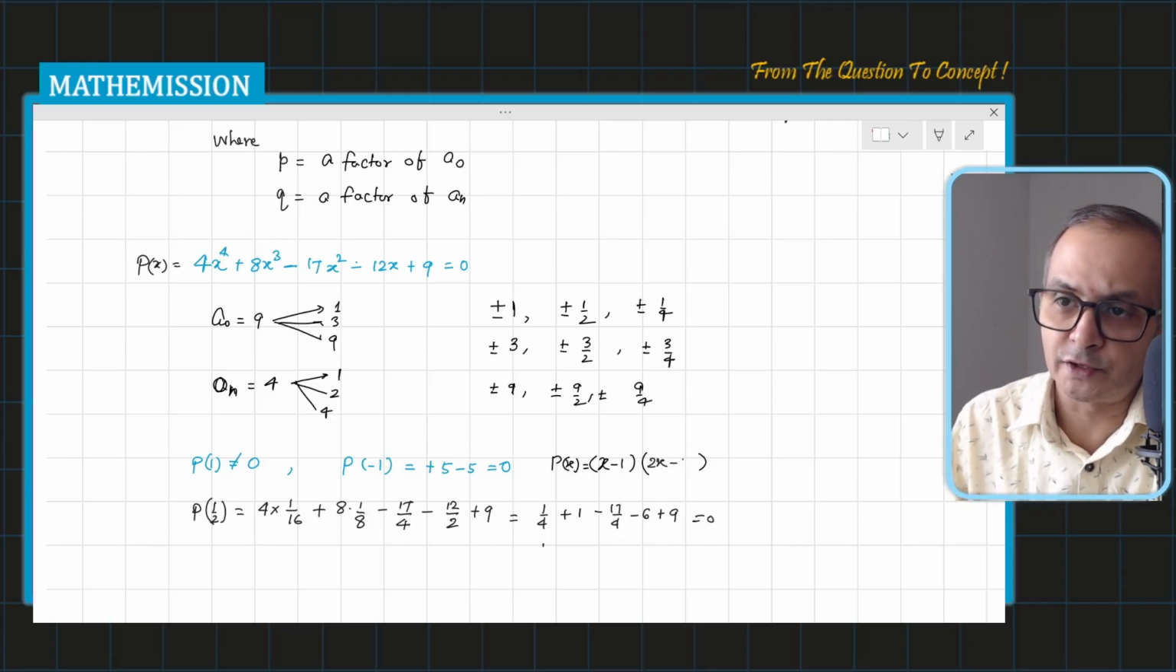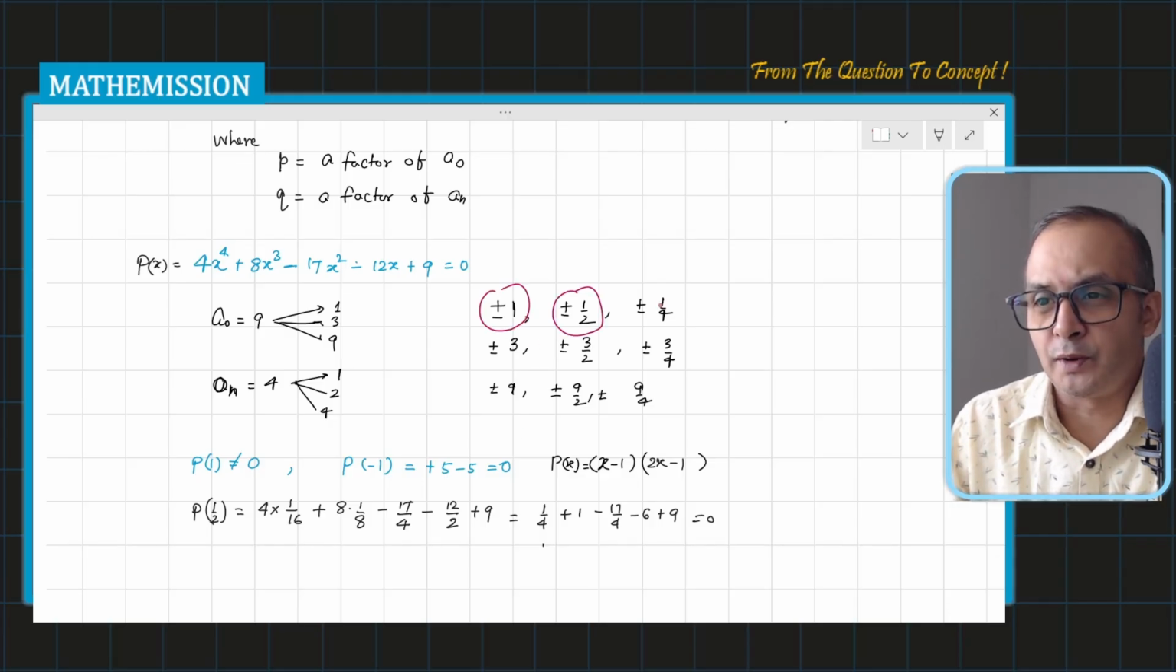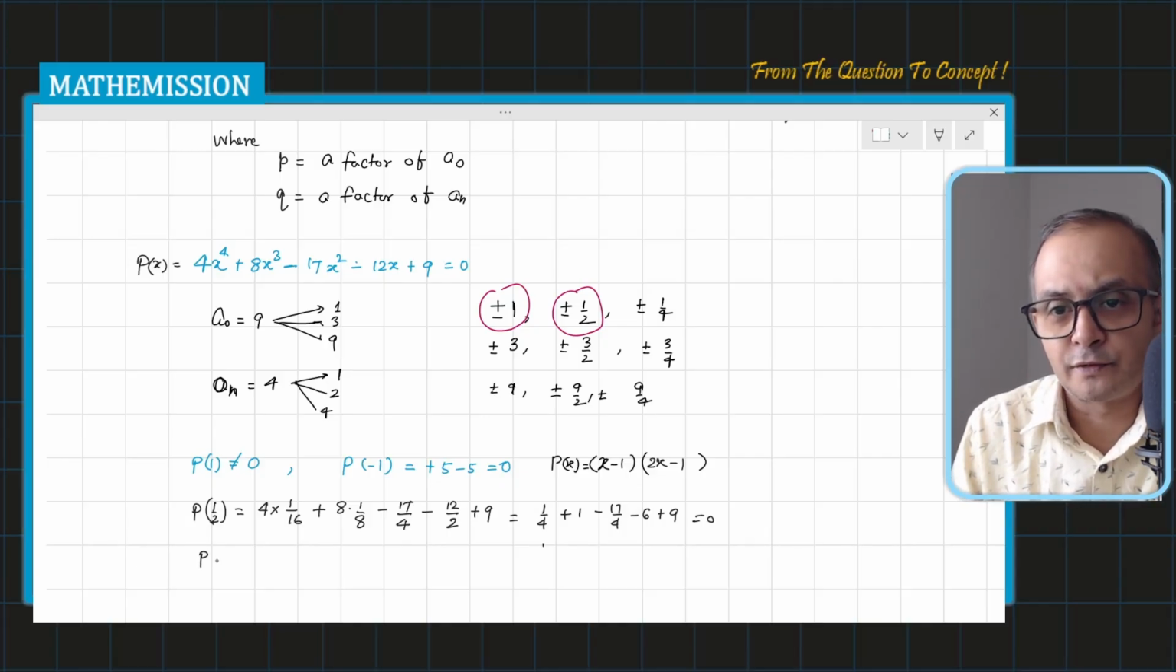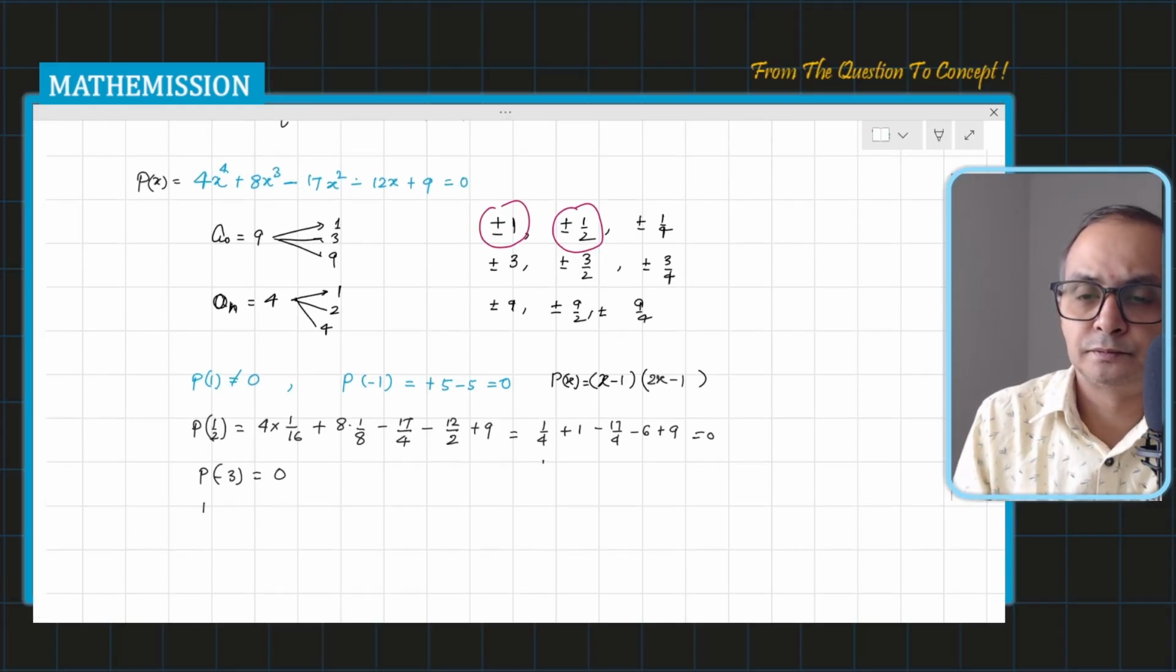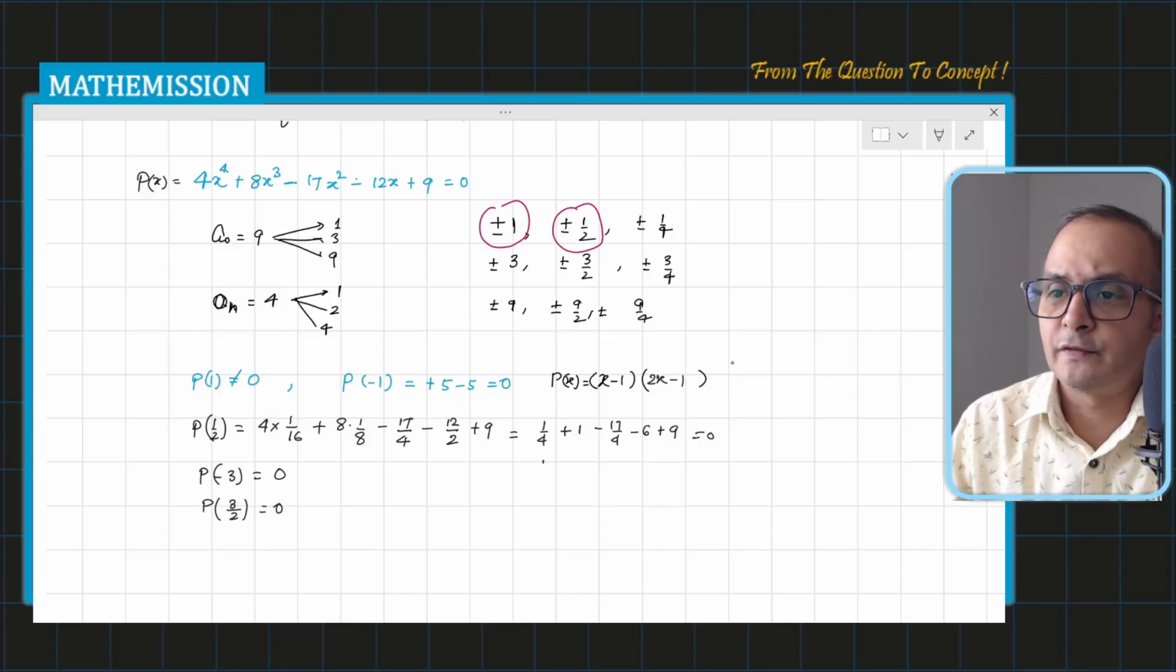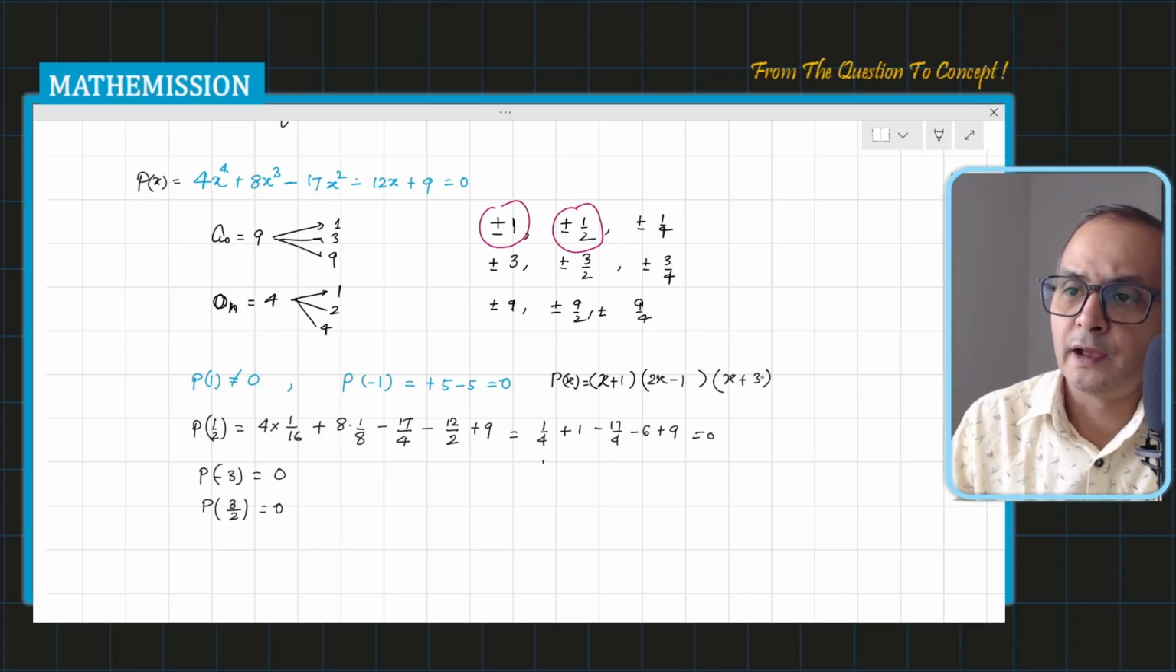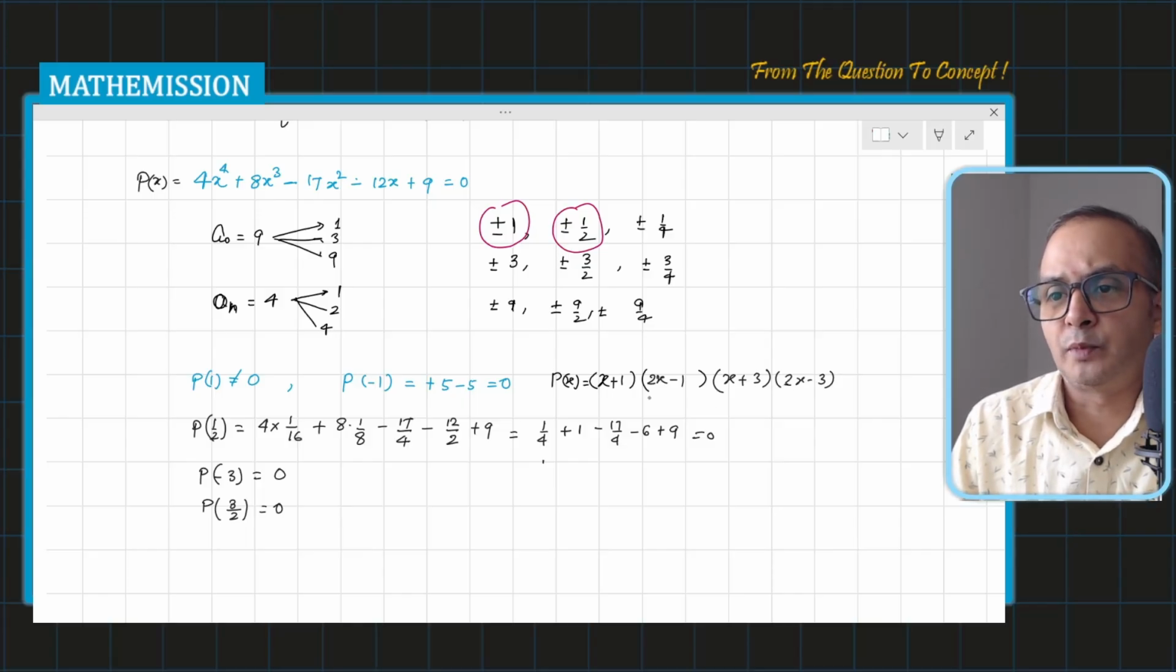So one factor now is 2x minus 1. Now we could go for plus 1 by 4 and so on, but I'm giving you the quick answer because I have checked that. So P of minus 3 will work, and P of plus 3 by 2 will also work. So in this way we get x plus 3, and here it should be x plus 1 rather, since minus 1 was working. And again 2x minus 3. So these are all the factors.